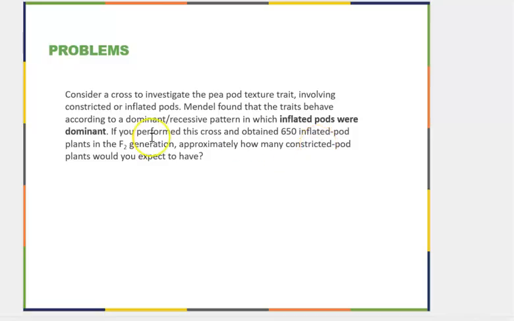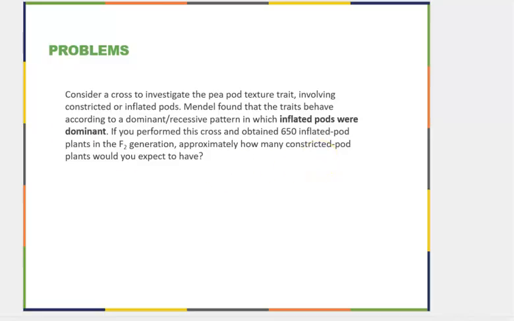Okay. Oh, this one's a little bit backwards. So you have dominant and recessive, in which inflated pods were dominant. So inflated pods are dominant over wrinkled pods. You perform a cross and obtain 650 inflated pod plants in your F2 generation. Approximately how many constricted pod plants would you have?